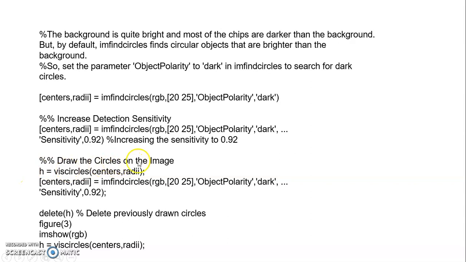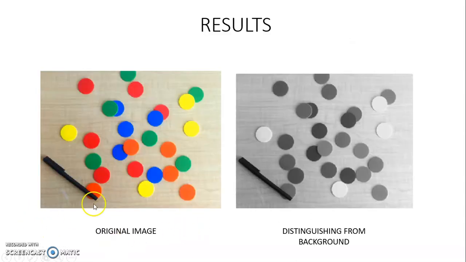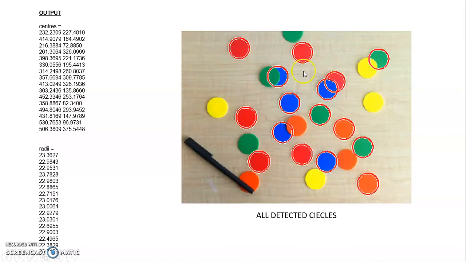This is the sensitivity, how much sensitivity we require to detect the circles. Once that is done, all the images are shown. So let's see the output. This was the original image that we have taken. After converting that image into a grayscale image, you can see the background is lighter than all the darker circles over here. And these are the detected circles, and you'll get the output at the command window, all the detected circles and their radii and centers.